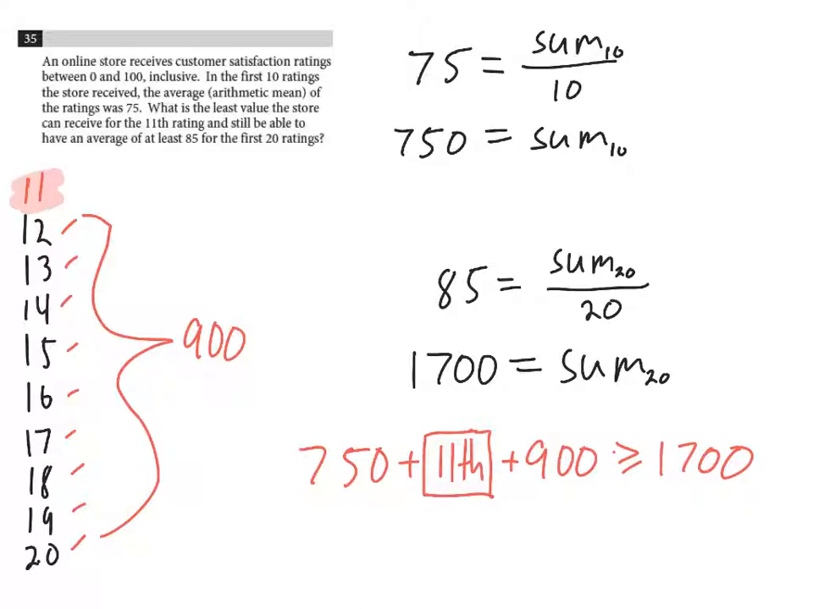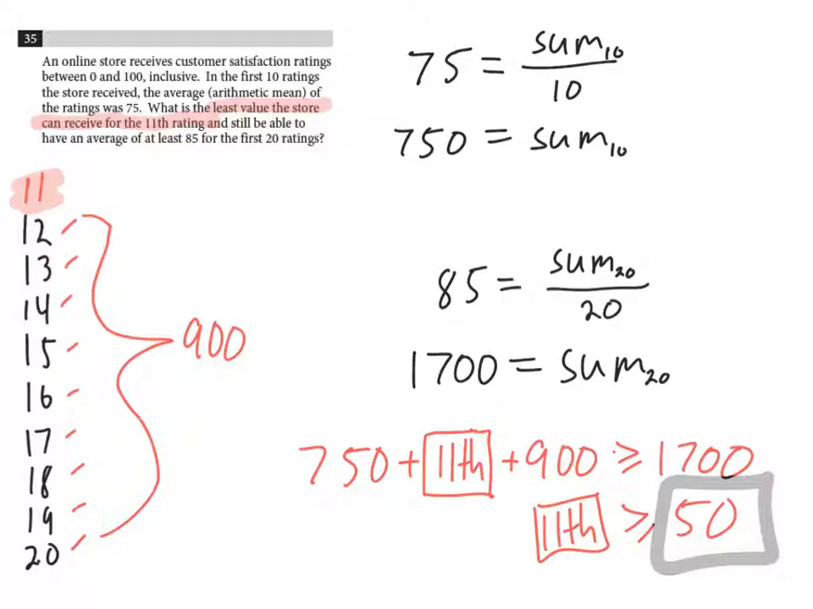Well, subtract 1650 from both sides. We'll get that the 11th has to be greater than or equal to 50. And they want to know the least value the store can receive on the 11th rating. Well, the least value would be 50.